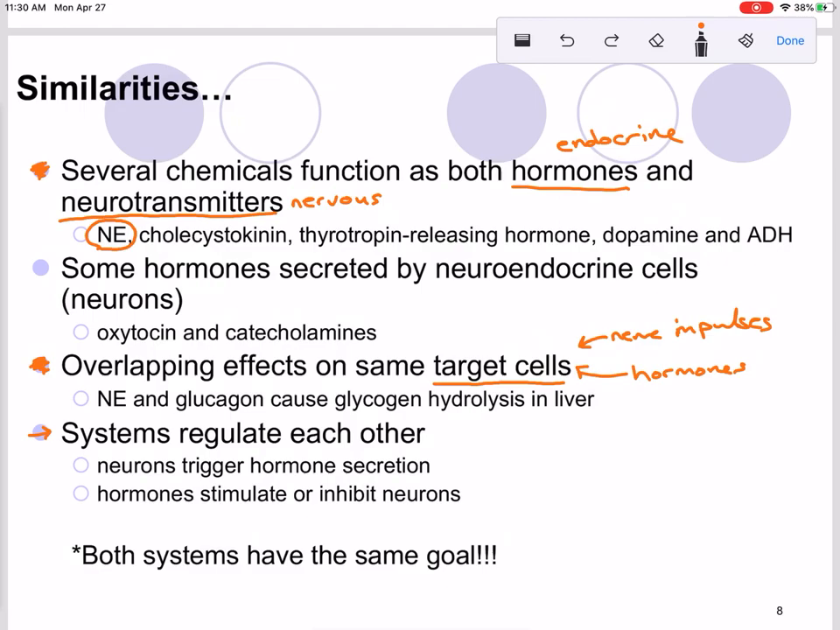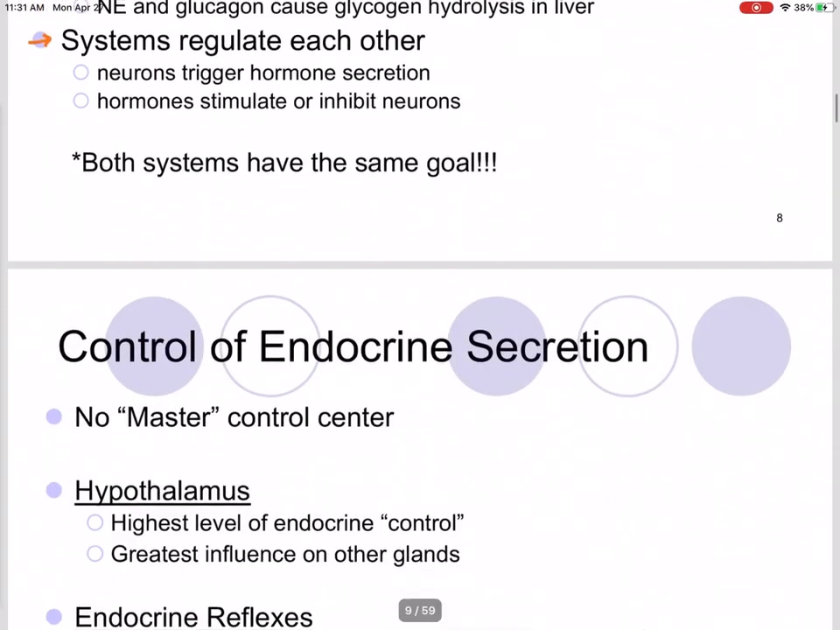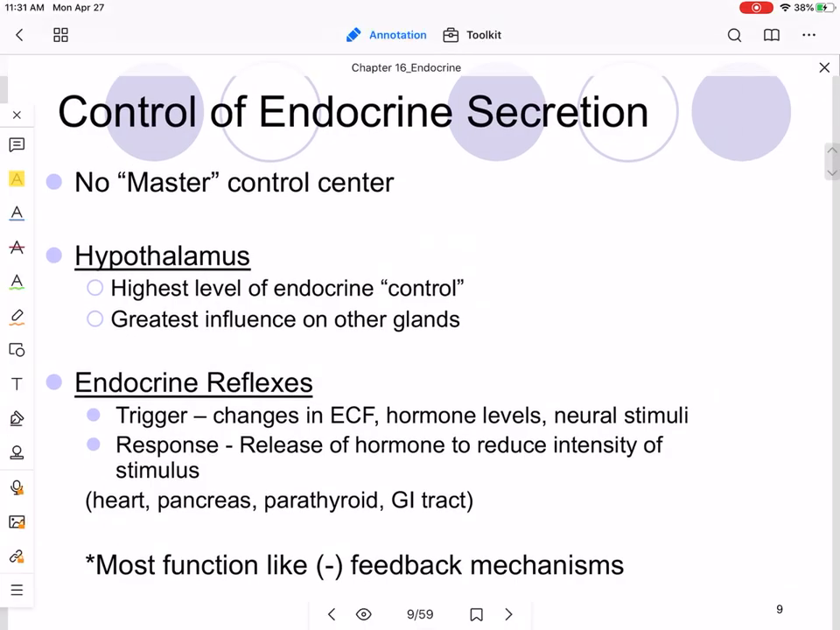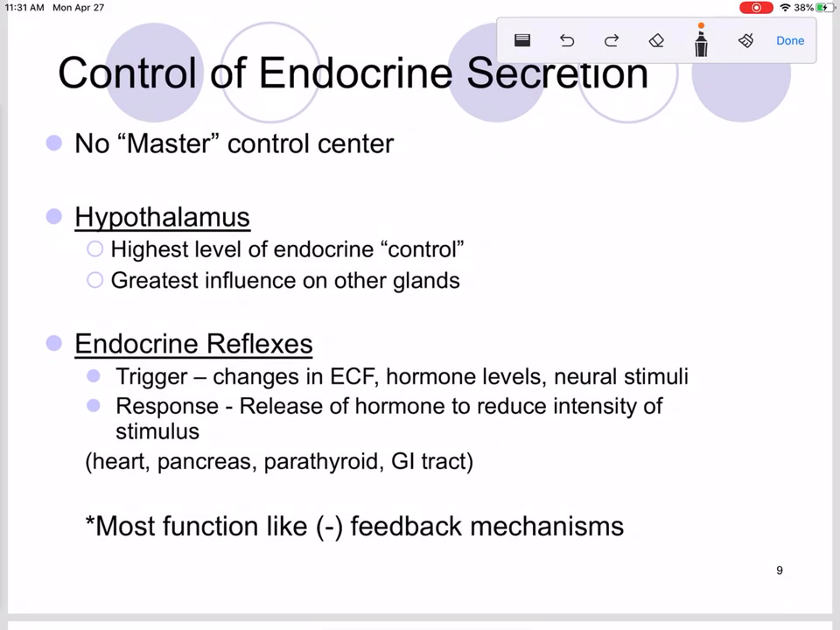Last thing I want to point out here, and it's not a huge thing, but sometimes one of the systems regulates the other. So sometimes you can have a neuron that leads to a release of a hormone. So that would be an example of the nervous system regulating the endocrine system. But I'm not going to ask that on a question. It's just more of a point to make, because I like to make points, apparently. Okay.